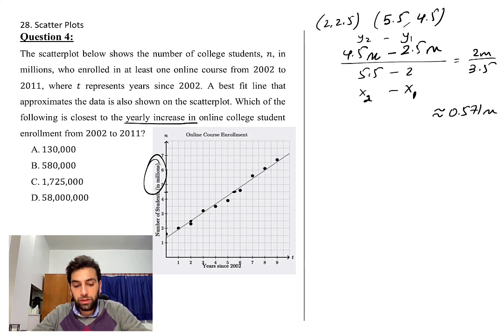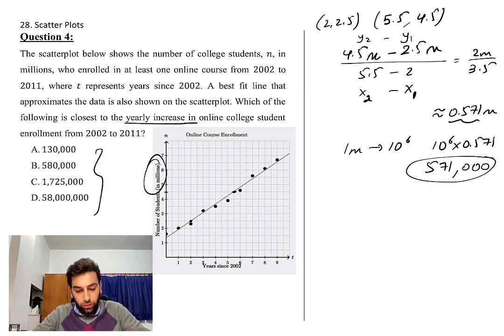Multiplying this by the million, what's a million? 1 million is 10 to the 6. Accordingly, multiply this value by 10 to the power of 6, you will get something that's close to 571,000. So this value is closest to choice number B, and thus our answer is choice number B.